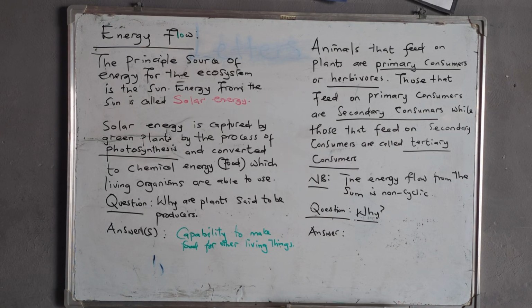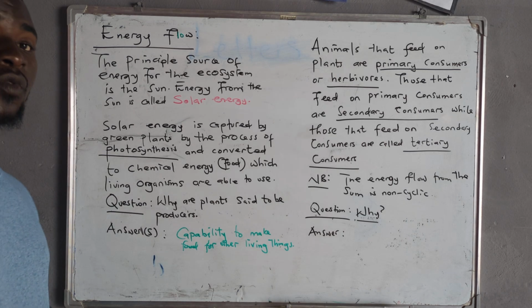Okay, then we continue and look at the animals that feed on the plants, which are called the primary consumers, because they're the first to consume the energy that has been made by the plants. In other terms, primary consumers are also called herbivores, in the sense that they only depend on green plants or plants alone. And those that feed on herbivores or primary consumers are called secondary consumers, while those that feed on secondary consumers are said to be tertiary consumers.